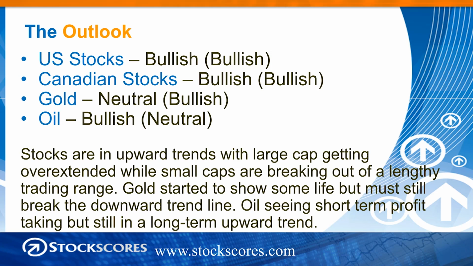Well, stocks and the indexes are in upward trends, with the large caps getting a little overextended, while the small caps seem to be just starting a new upward trend. They're breaking out of that lengthy sideways trading range, and that's a good sign if you like to trade those lower price stocks. Gold is starting to show some life, but there's still the need to break that downward trend line. Oil, as I said, has been seeing some short-term profit taking, but is still in a long-term upward trend.